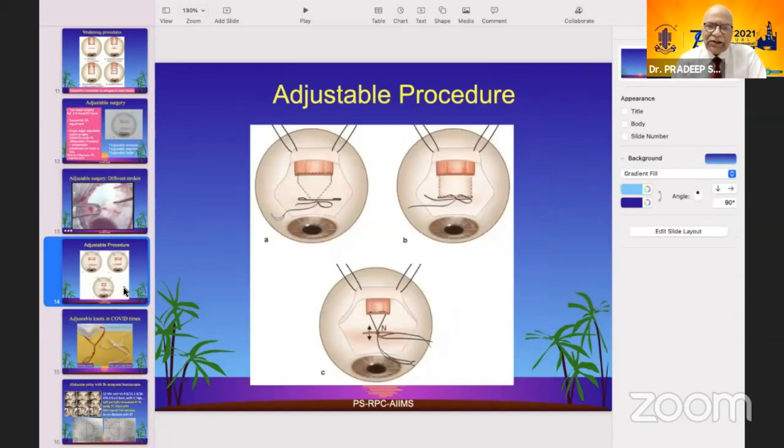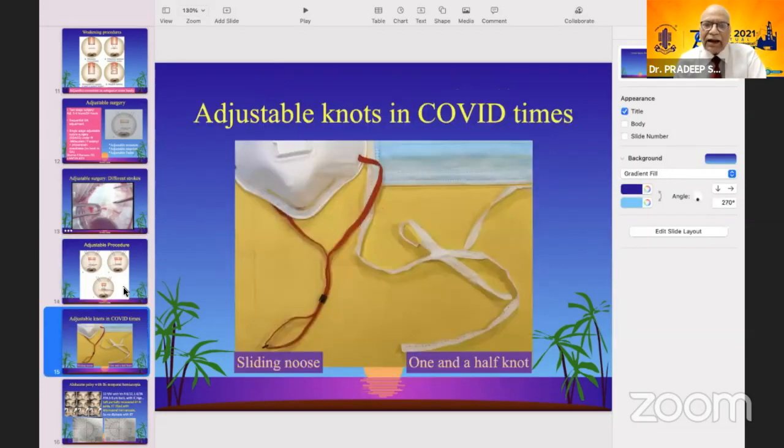So there are various techniques which you can use, either the 1.5 knot or the slip knot. Just like in COVID, we have the mask to do the sliding noose as well as the 1.5 knot.